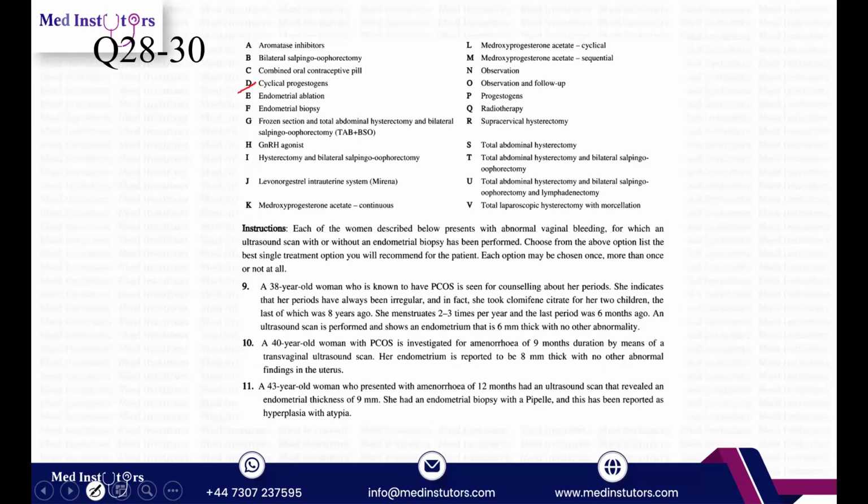D, for withdrawal. Okay. A 48-year-old woman with PCOS is investigated for amenorrhea of 9 months duration by means of a transvaginal ultrasound scan. Her endometrium is reported to be 8 millimeters thick with no other abnormal findings. What would you do for this?